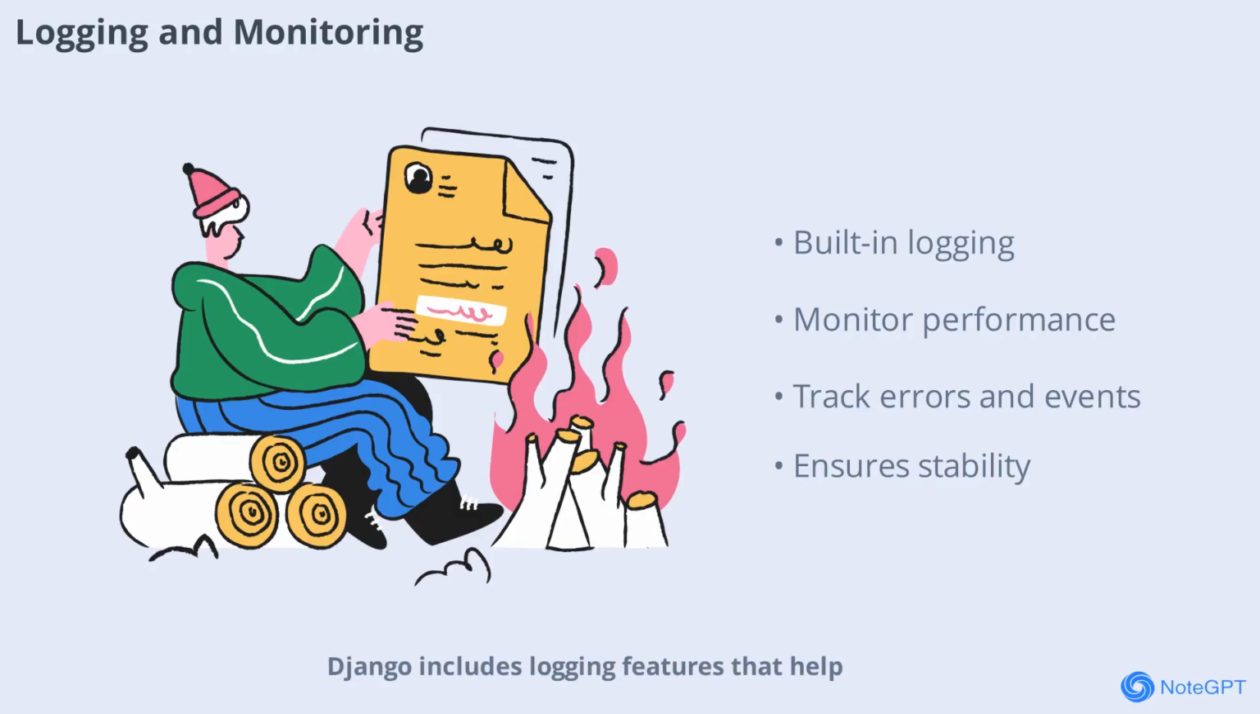Django includes logging features that help you monitor your application's behavior and performance. You can track errors, user activity, and system events, making it easier to maintain and optimize your project. Good logging practices are essential for diagnosing issues and ensuring long-term stability.